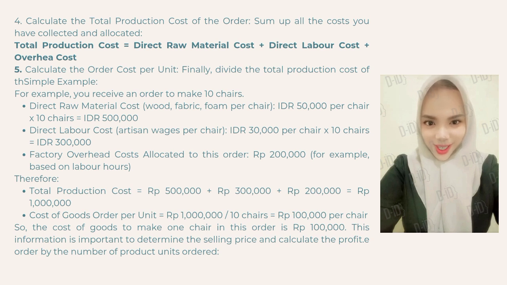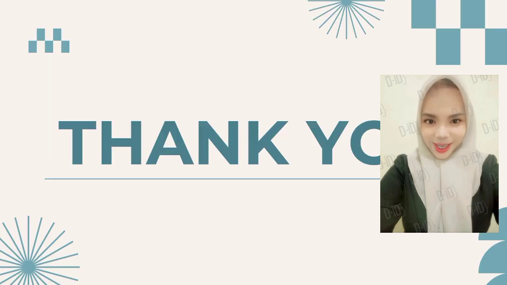Therefore, total production cost equals IDR 500,000 plus IDR 300,000 plus IDR 200,000 equals IDR 1 million. Cost of goods order per unit equals IDR 1 million divided by 10 chairs equals IDR 100,000 per chair. So, the cost of goods to make one chair in this order is IDR 100,000. This information is important to determine the selling price and calculate the profit of the order by the number of product units ordered. More or less, I apologize.